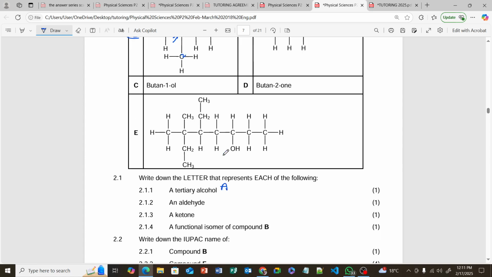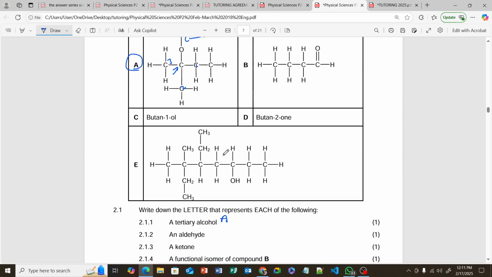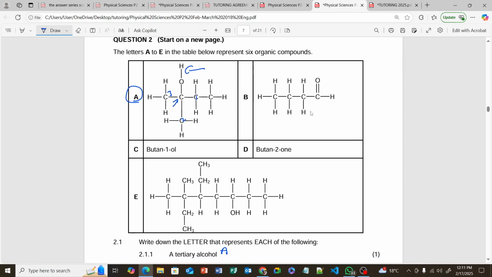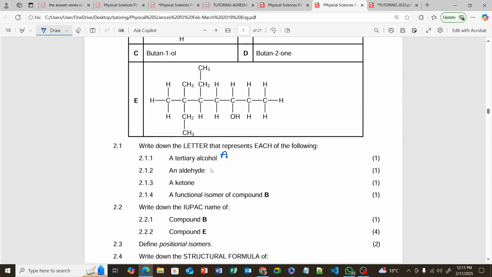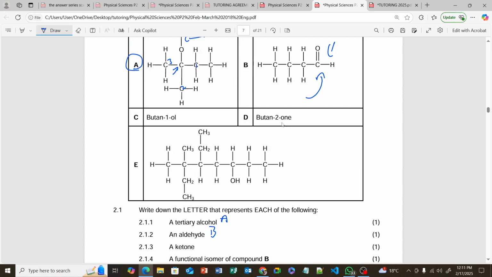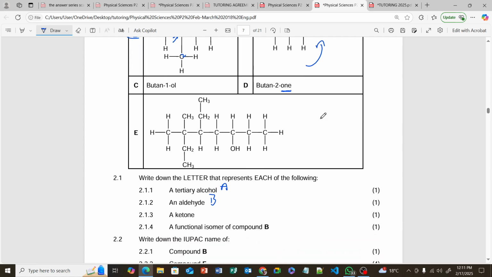Then 2.1.2, give a letter that represents an aldehyde. The letter that represents an aldehyde will be B. Remember, an aldehyde looks like a ketone with an exception that the functional group is at the end of the chain. So that will be B. Then a ketone. A ketone, we are going to see it by the suffix of 1. So D will simply be the ketone.